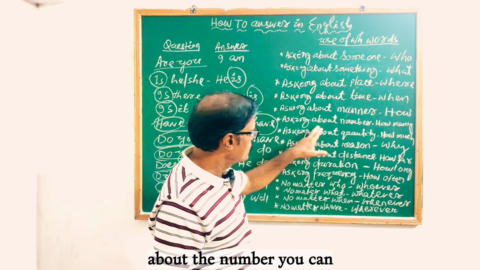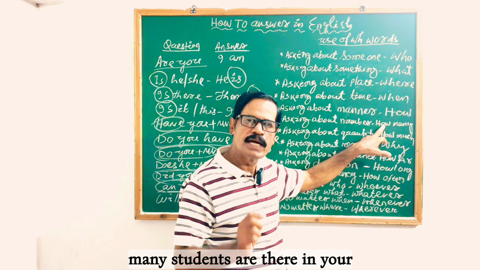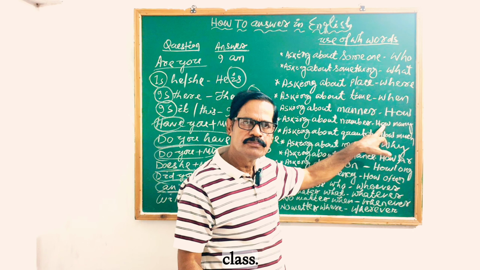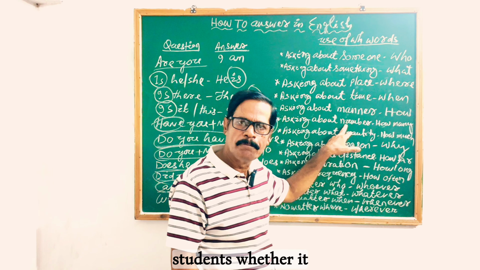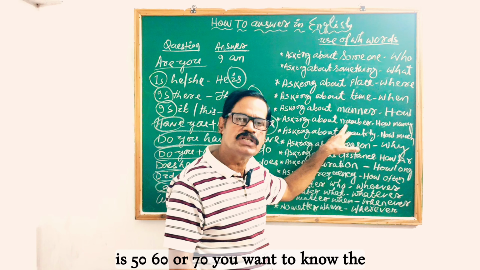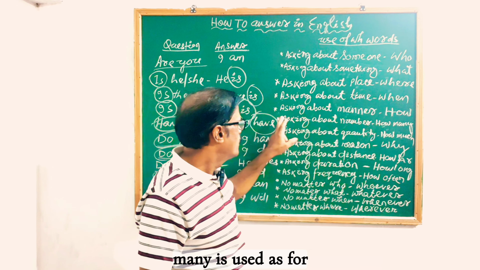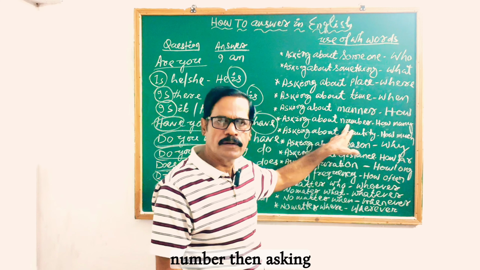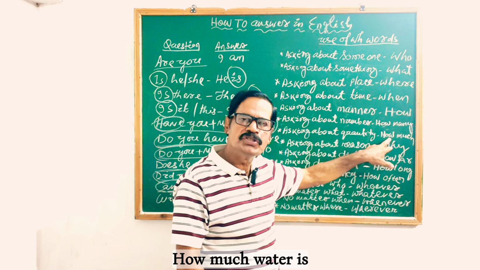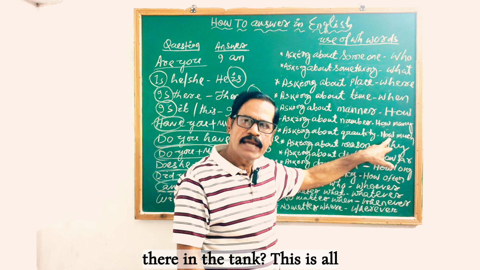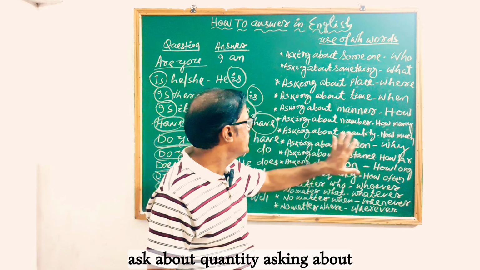Then comes asking about number. You can use how many. You can say, how many students are there in your class? That means you want to know the number of students, whether it is 50, 60 or 70. So how many is used for asking about number. Then asking about quantity, how much is used. How much water is there in the tank? That is how much is used when you ask about quantity.